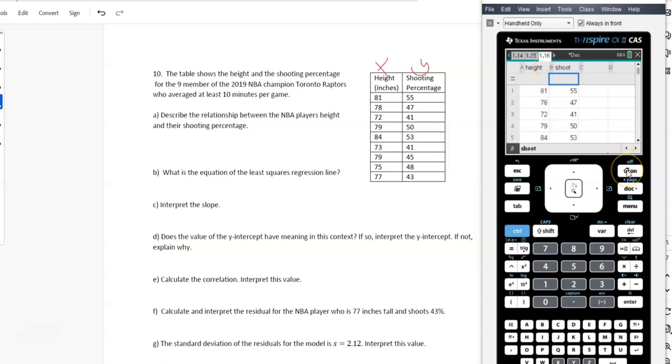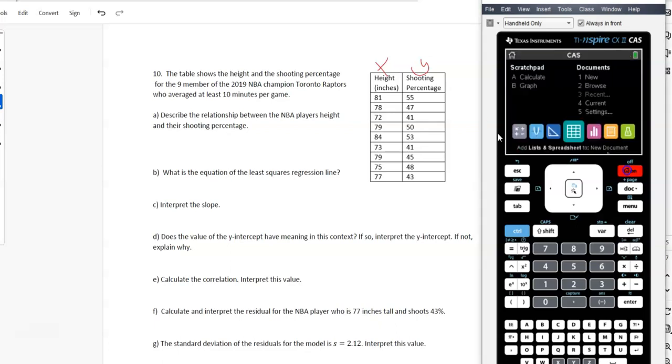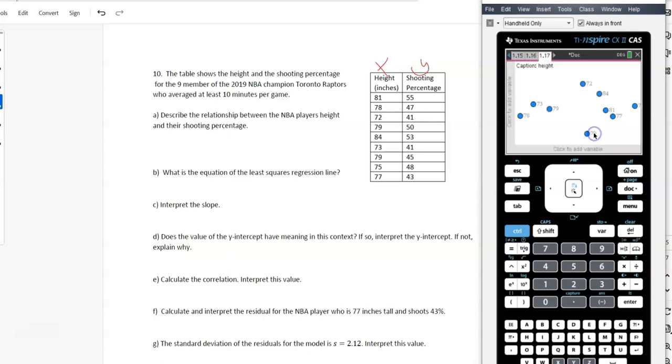Although I will say this, typically, not always in the new NBA, but typically in the NBA, the bigger guys shoot closer to the basket. So they might play on the inside, whereas the smaller guys might shoot from the outside. So the big guys might have better shooting percentage. I'm not sure. Let's just go ahead and graph this on our calculator.